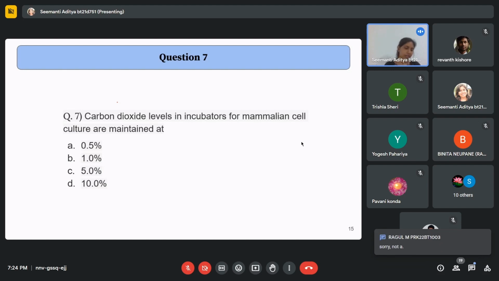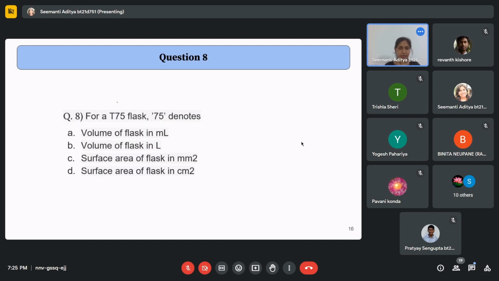Yes, so the correct answer is C. It's not A. It's not 0.5%, but 5%. So 5% carbon dioxide levels are required. It maintains physiological conditions inside the cell culture incubator. So option C is correct.